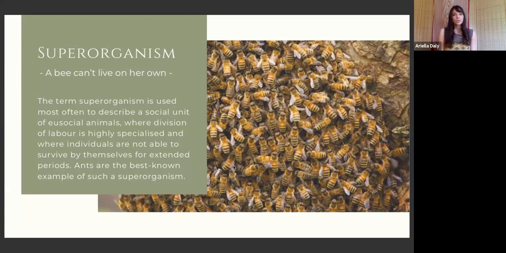So why do we start with this word superorganism? Borrowed definition from the dictionary. The term superorganism is used most often to describe a social unit of eusocial animals, where division of labor is highly specialized and where individuals are not able to survive by themselves for extended periods. And so the best known examples of such organisms are honeybees, mushrooms, aspen trees.